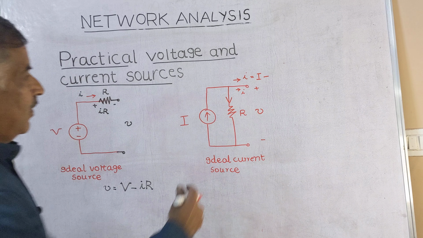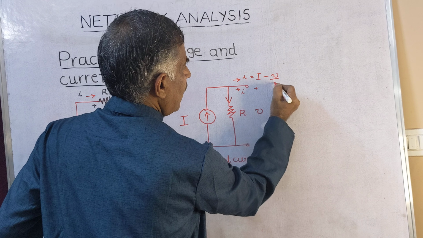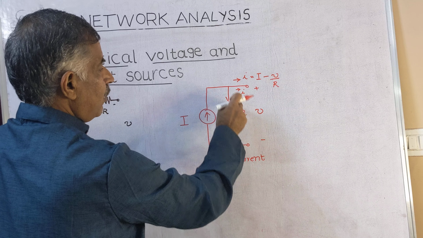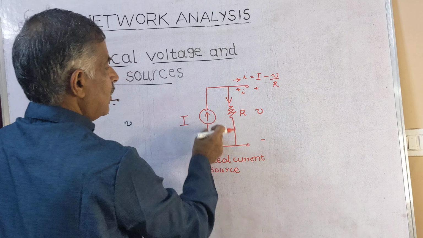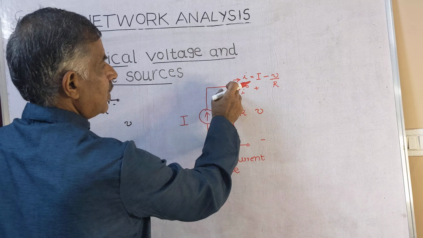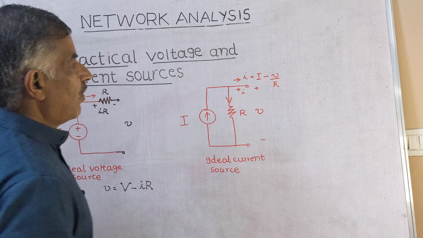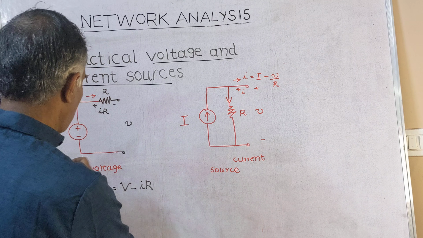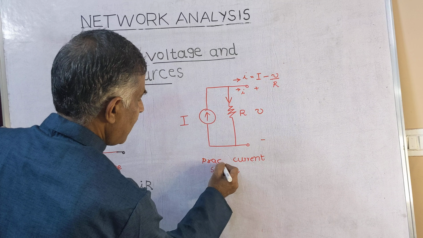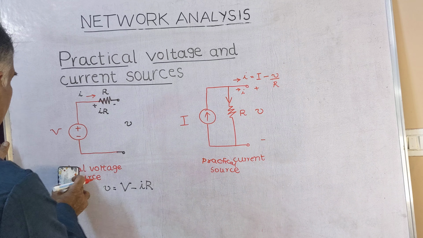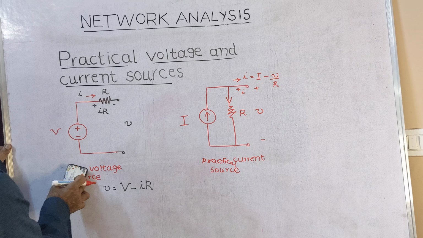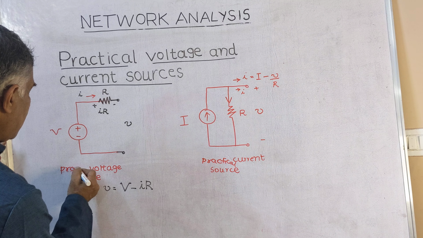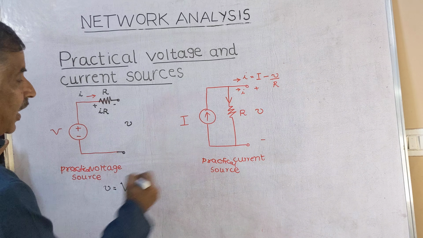minus v by R. Because v is the voltage, terminal voltage, R is the resistance, therefore current through this resistance is v by R. From I you deduct this much current, then the remaining current is what is called as i. So this is what is called as practical current source. After making modifications to these diagrams, ideal voltage and ideal current source gets converted to practical voltage and practical current source.